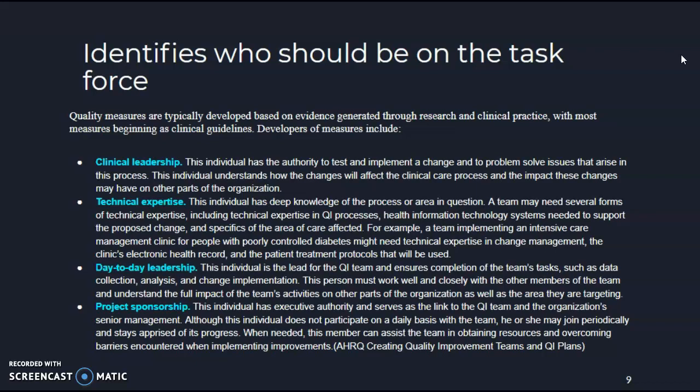And of course, we have finally a project sponsorship. This individual has executive authority and serves as a link between the QI team and the organization's senior management. Although this individual does not participate on a daily basis with the team, he or she may join periodically and stays apprised of its progress. When needed, this member can assist the team in obtaining resources and overcoming barriers encountered when implementing improvements.